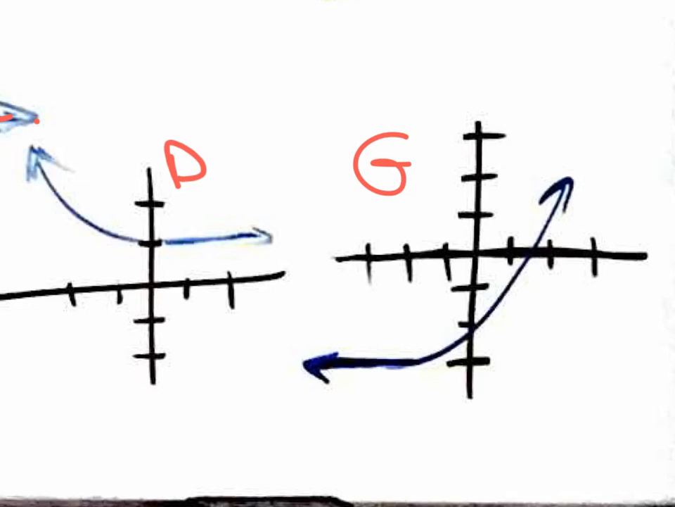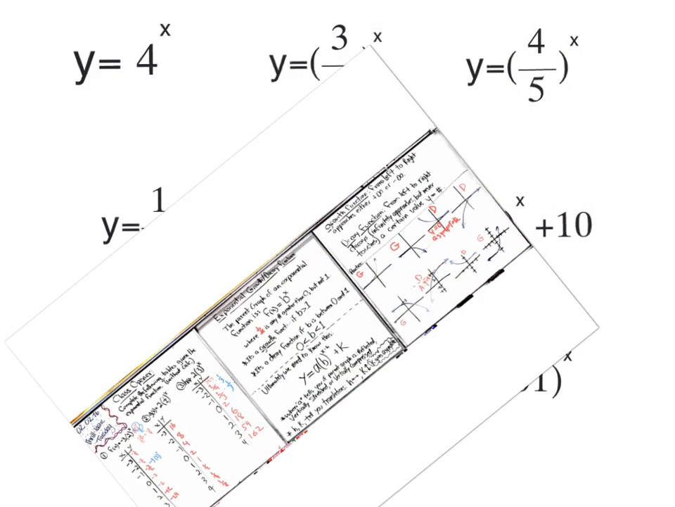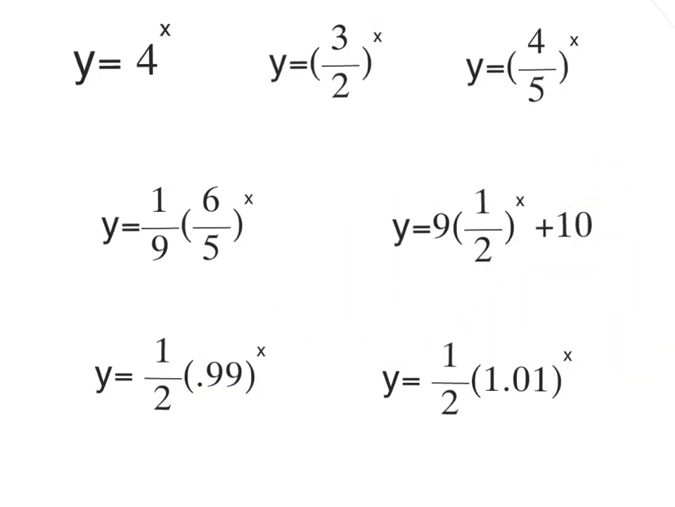Now let's take a look at something even easier, which is comparing actual functions. Is this first one a growth or a decay? Why is it growth? Because the base is greater than 1. That's how we know it's a growth. How about this guy? Is this guy a growth or a decay? It's also a growth because the base is greater than 1. It's 1.5. How about this guy? Growth or decay? That's a decay because the base is less than 1.